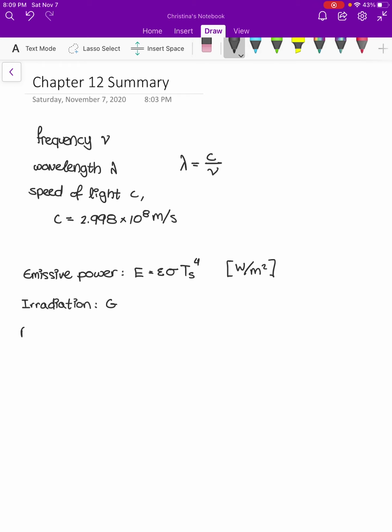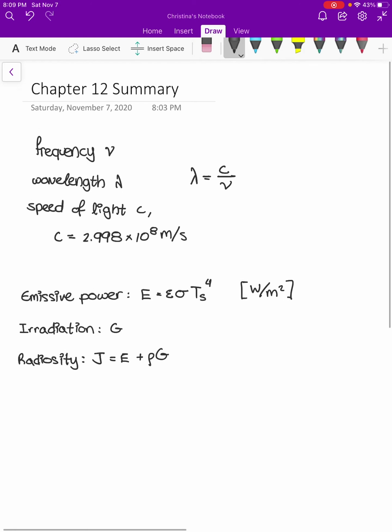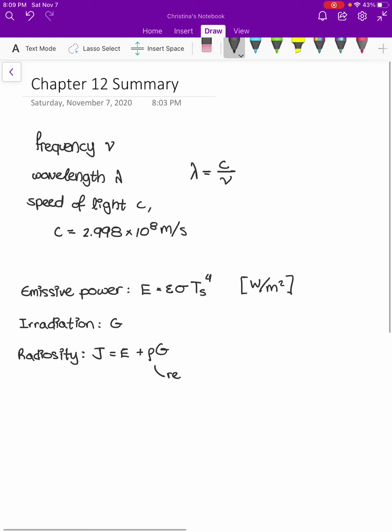Radiosity, J, is the rate at which radiation leaves a surface per unit area, and for an opaque surface, the equation is J is equal to E plus rho G, where rho is reflectivity. So radiosity is equal to emissive power plus reflectivity times irradiation.